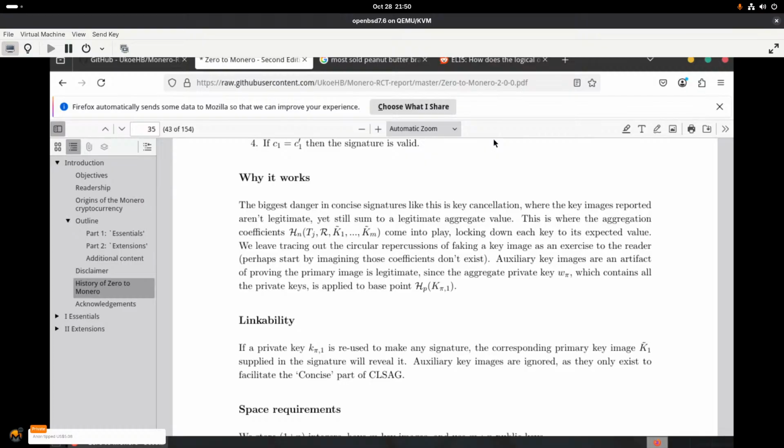Auxiliary key images are an artifact of proving that the primary image is legitimate, since the aggregate private key, which contains all the private keys, is applied to the base point H_p(K_pi) to the power of 1.